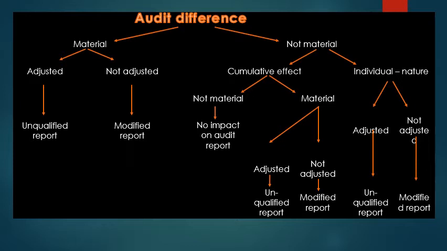Okay, so where an audit difference is not material, we need to have a look at the different effects that it could have. If we're looking at an individual audit difference, and it has been adjusted for, then you will issue an unqualified audit report. If it is not adjusted for, you may need to then issue a modified audit report. If the cumulative effect of your audit differences that are not material is still not material, then there will be no impact on the audit report.